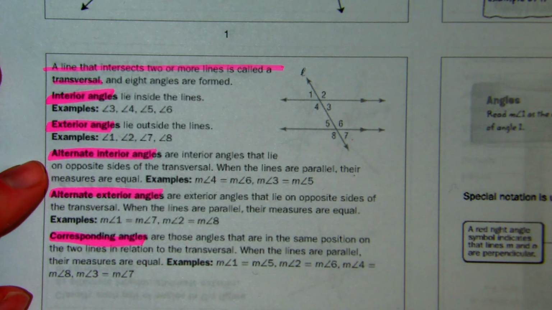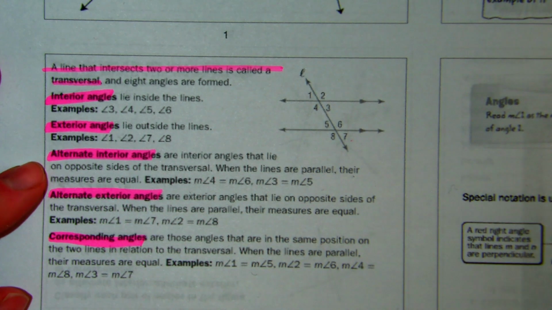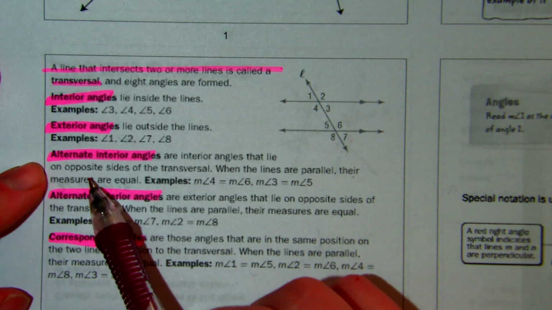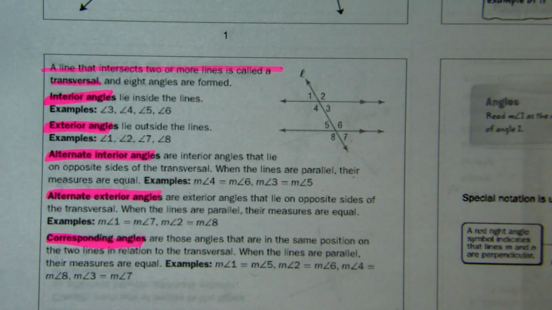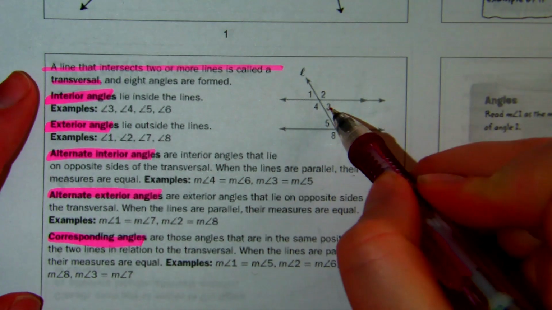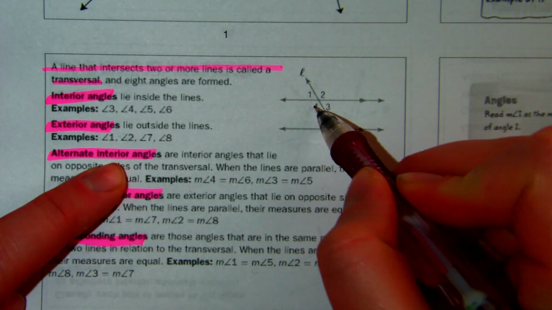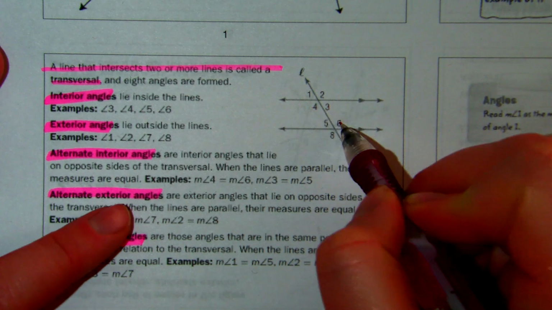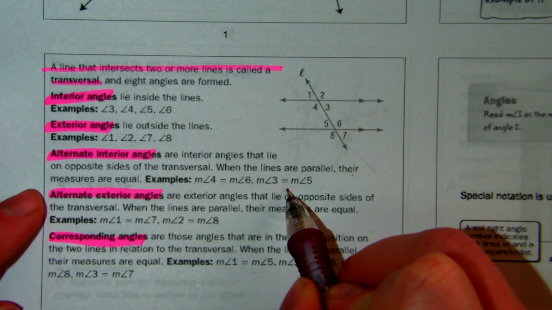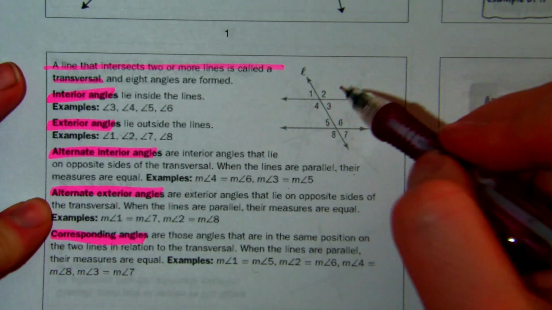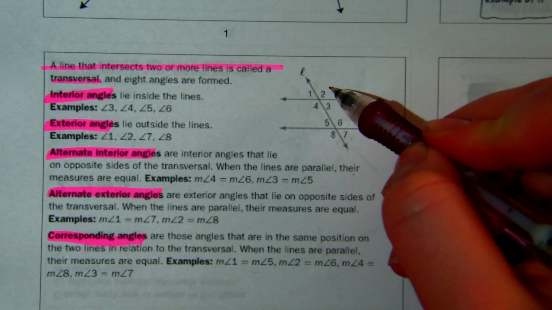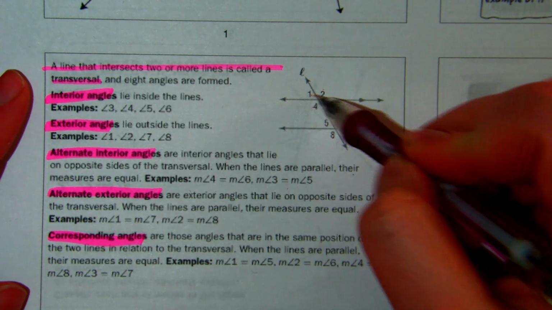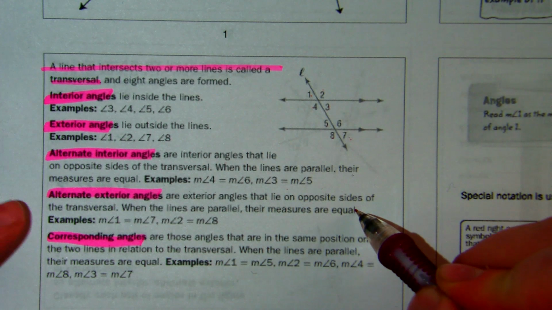Alternate interior angles, if you dissect that word, are interior angles that are on opposite or alternate sides of a transversal. So looking on the inside, what's alternate or opposite of 3 would be 5, 4 would be 6. That's what I said here. Alternate exterior, the same thing, but on the alternating outside. So 2 and 8, 1 and 7. And that's what they say there.